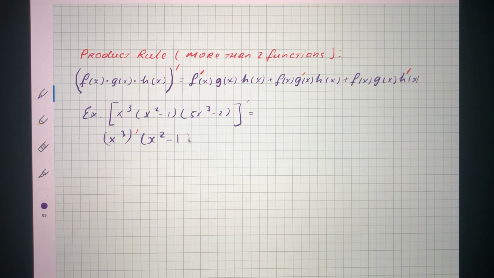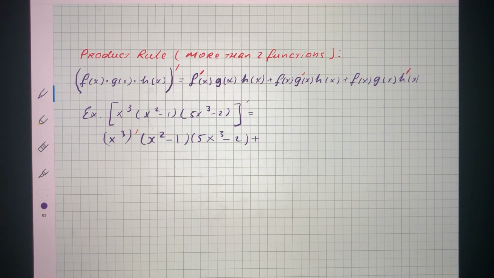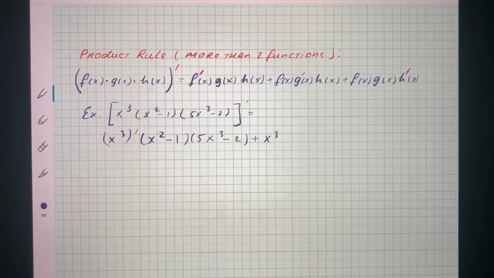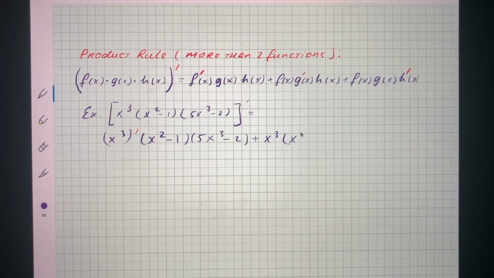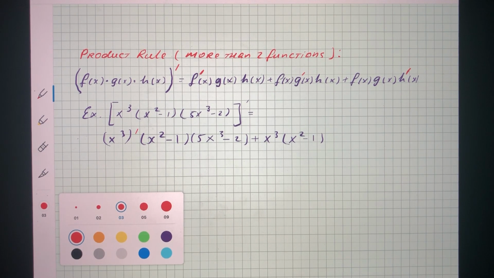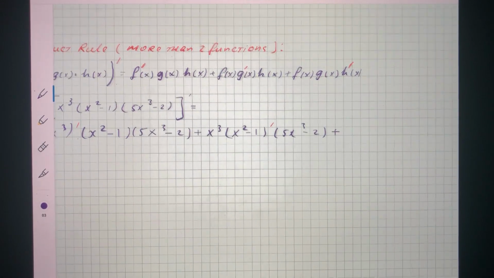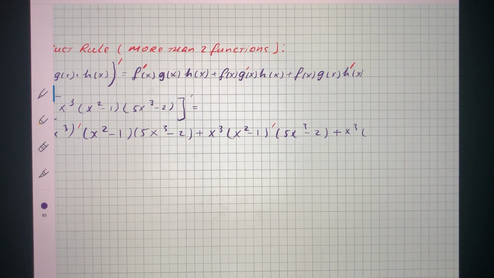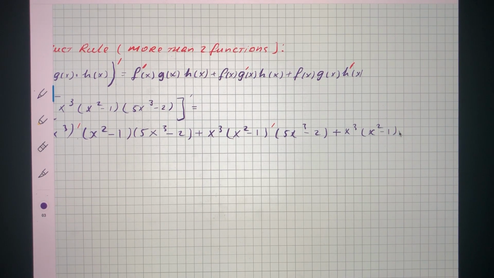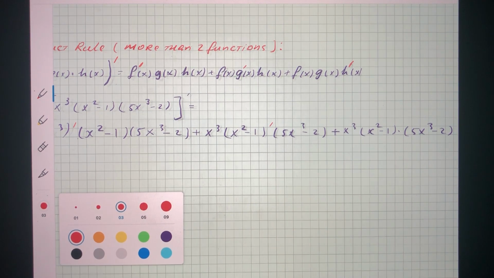x squared minus 1, 5x cubed minus 2. Then we will add to it, we'll skip the x cubed, and we will take a derivative now of x squared minus 1. So this needs to be done with the derivative, and then the rest is the same, x cubed minus 2, and then plus, and the last component is x cubed, x squared minus 1 times the derivative of the very last function, so derivative of 5x cubed minus 2.